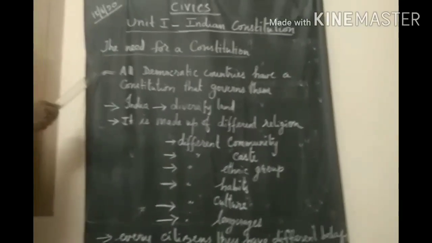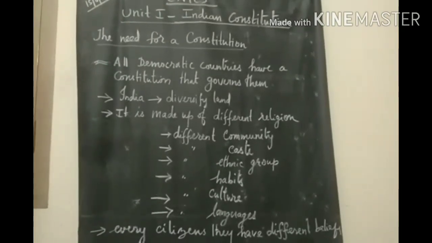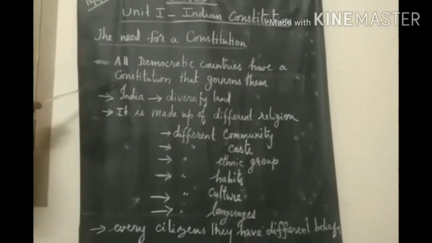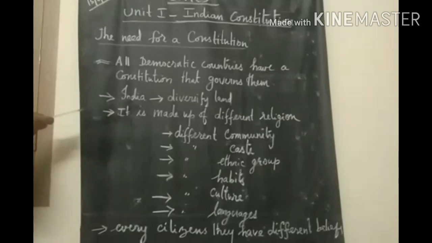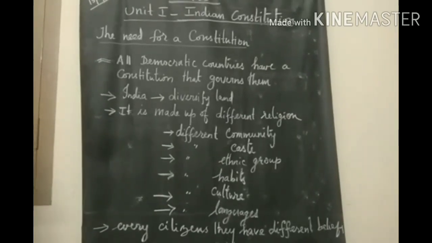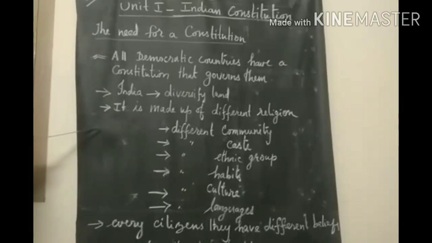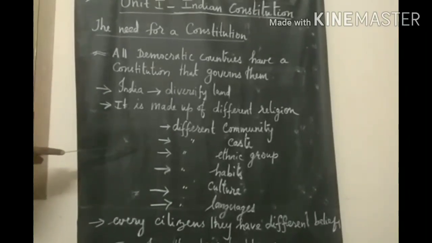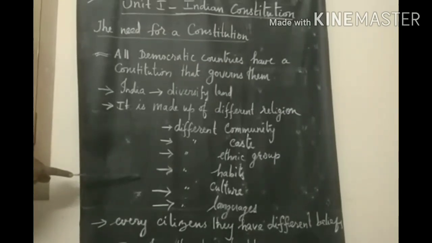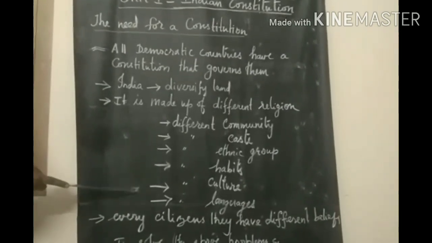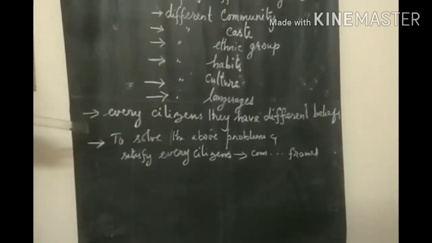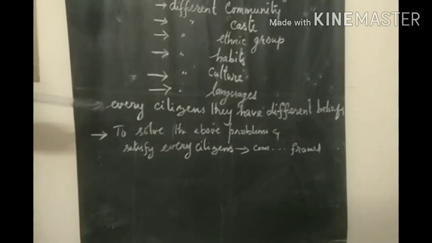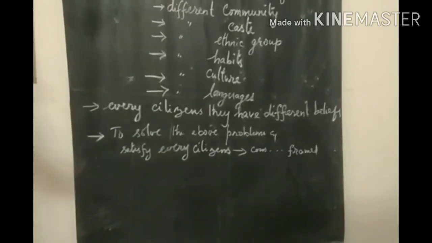Next, we move on to the need for a constitution. All democratic countries have a constitution that governs them. As you know, India is the best example for a diversified land. It is made up of different religions, communities, castes, ethnic groups, habits, cultures and languages, and every citizen has different beliefs. To solve the above problems and satisfy every citizen of a country, a constitution is needed.